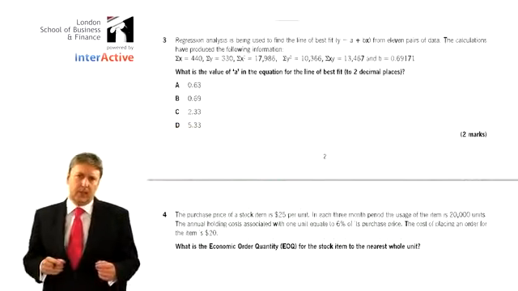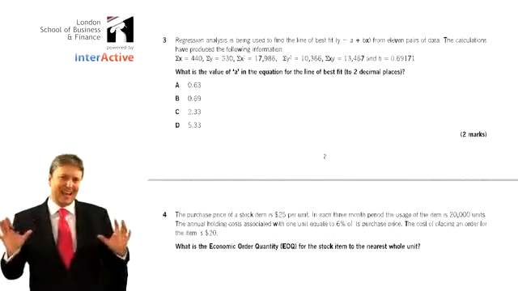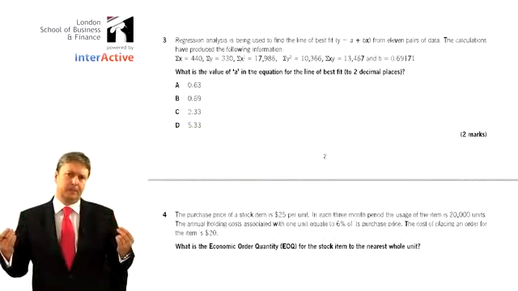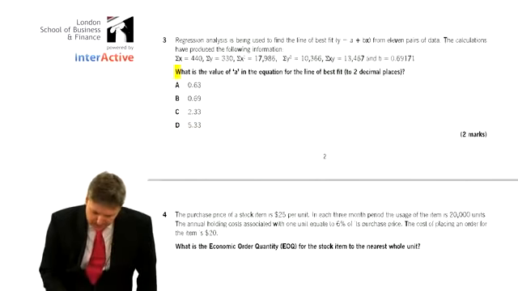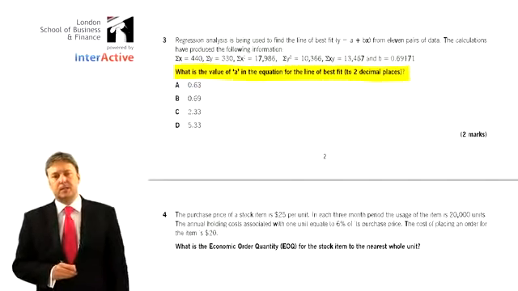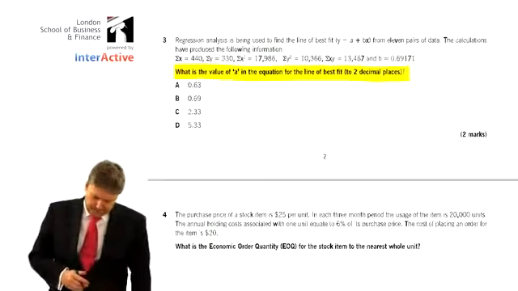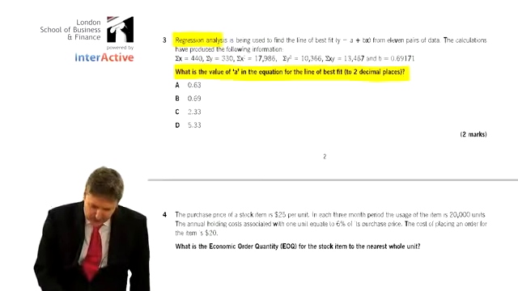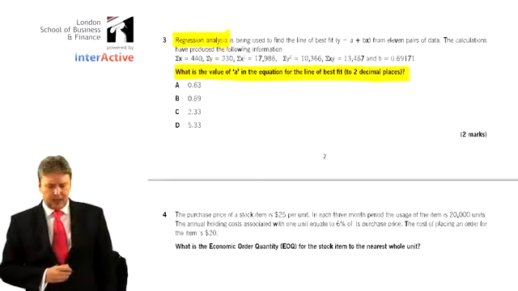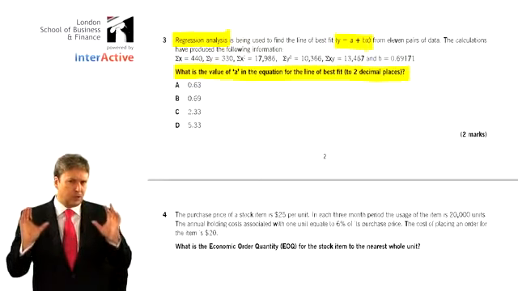We look at question 3. When we consider question 3, it sends a shiver down my spine. What is the value of A in the equation for the line of best fit to 2 decimal places? So we know immediately what it is that we have to prepare. Reading on, it gets a little bit more disconcerting. Regression analysis is being used to find the line of best fit, y equals A plus bx, from 11 pairs of data. Now, I'm thinking that we're going to have a lot of work to do.